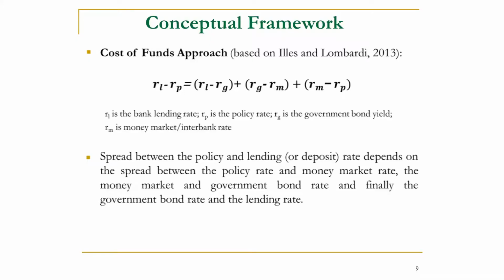Now, the sum and substance of what we are saying can be summarized in this equation. The spread between the lending rate and the policy rate can be broken down into three components. Starting from the right, it depends on the spread between the policy rate and the money market rate, then the money market rate and the government bond rate, and then the government bond rate and the lending rate.